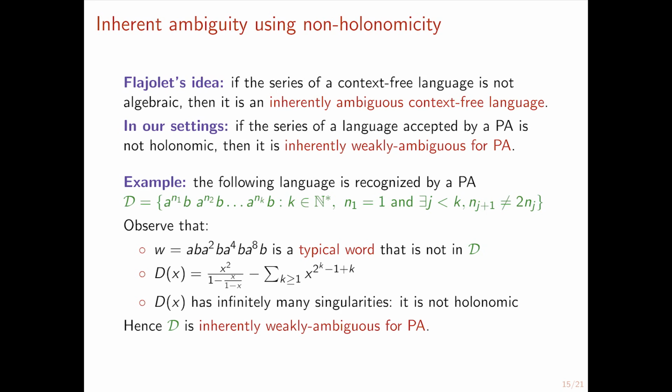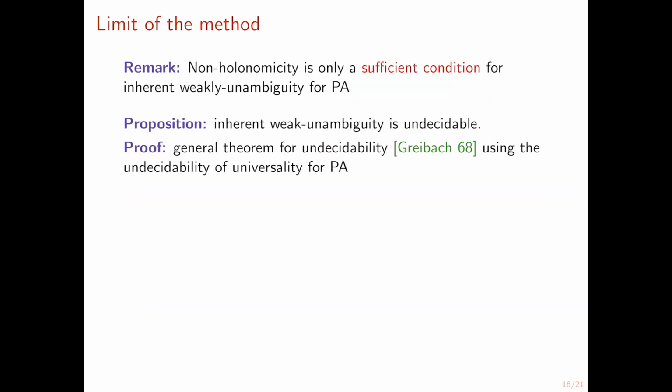A typical word not in D is the word AB, A squared B, A to the 4th B, A to the 8th B, where each block is the double of its previous one. These words not belonging to D make it possible to easily compute the generating series of the language. It has infinitely many singularities, which is incompatible with holonomicity. Hence, D is inherently weakly ambiguous for Parikh automata.